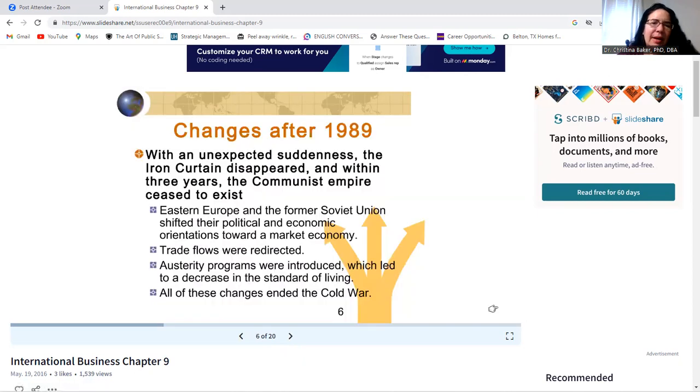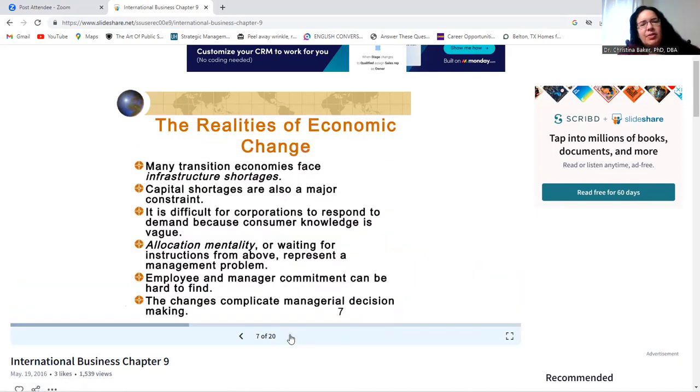Changes after 1989. With unexpected suddenness, the Iron Curtain disappeared, and within 3 years, the communist empire ceased to exist. Eastern Europe and the former Soviet Union shifted political and economic orientations toward the market economy, and trade flows were redirected. Austerity programs were introduced, which led to a decrease in the standard of living, and all of these changes ended the Cold War. Many transition economies face infrastructure shortages.